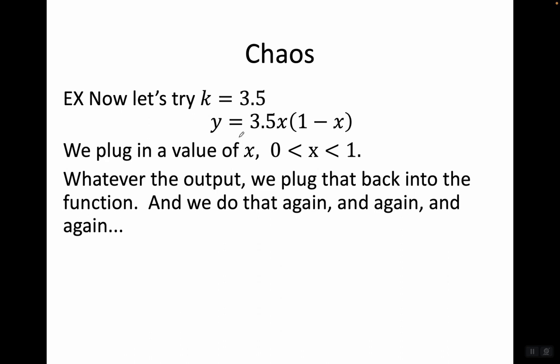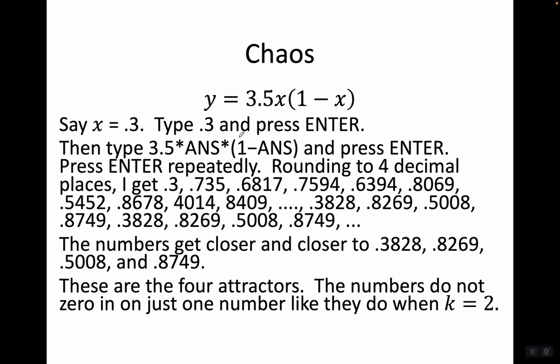Now let's try k equals 3.5. So y equals 3.5x times 1 minus x. We plug in a value of x between 0 and 1. Whatever the output, we plug that back into the function again and again. Okay, so again, say x equals 0.3, type 0.3 and press enter. Then type 3.5 times answer times 1 minus answer and press enter, and press enter repeatedly. Rounding to 4 decimal places, this is what I get: 0.3, 0.735, 0.6817, and so on.